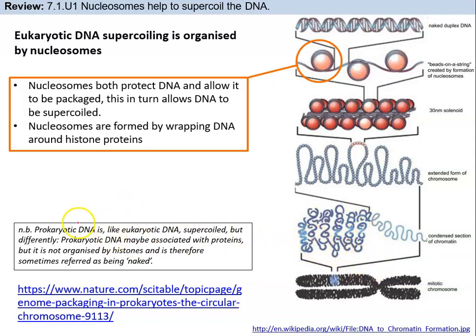You need to know that the prokaryotic DNA also has supercoiling, but that supercoil is completely different from the eukaryote, which means that prokaryotic DNA may be associated with proteins, but it is not organized by histone, and is therefore sometimes referred to as being naked. If you are interested in knowing more about the wrapping or supercoiling of prokaryotes, which is not the same as eukaryotes, I have already put a link over here, so you can click on the link and study more about this topic.